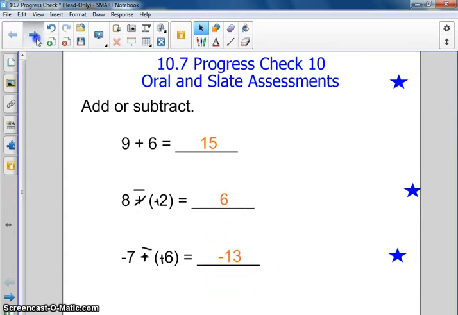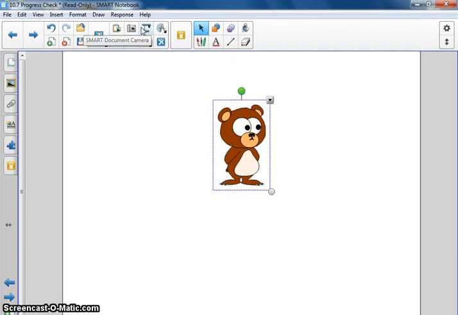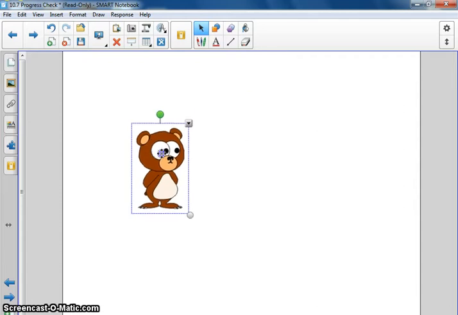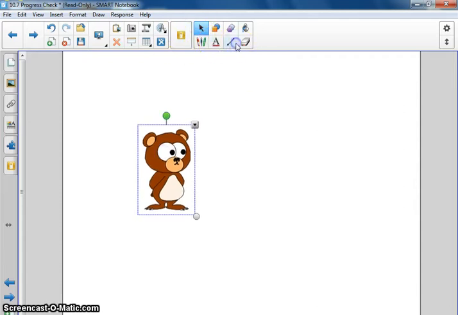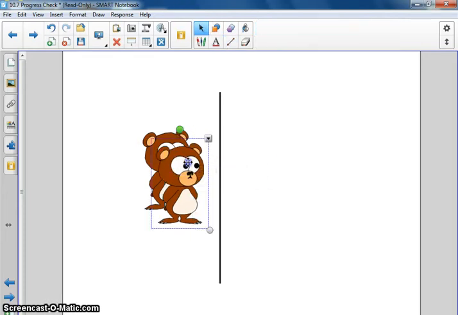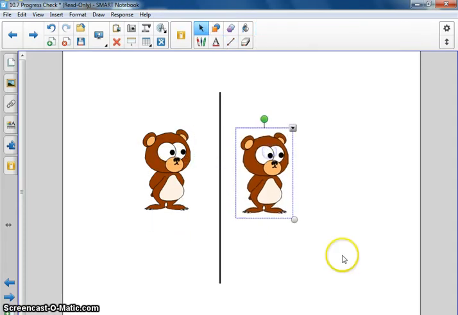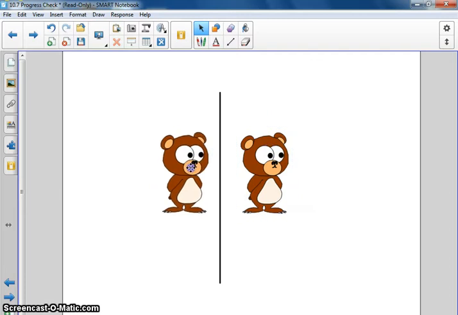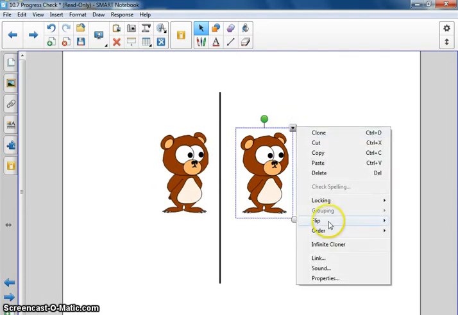Okay? Along with adding and subtracting negative numbers with positive numbers, we also need to take a look at reflections, translations, and rotations. So, how would we reflect this little guy here? Here's our line. Well, let's clone him. Is that right? Is that a true reflection? Is he looking at himself? We need to flip it.